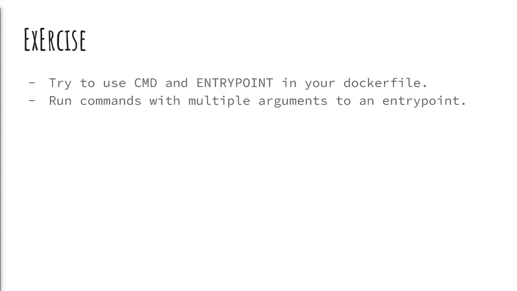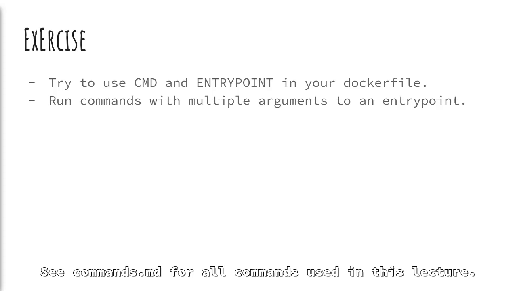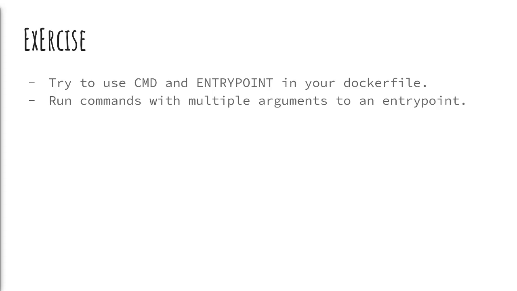The exercise is nothing special. I want you guys to practice the CMD and entry point by writing that in your Dockerfile. I also want you guys to practice how to send in multiple commands to an entry point. If you have Python as an entry point, that means I want you to write a for loop as your command and pass that to your entry point. Try that and see if you run into some problems. If your command is big enough, why not write a shell file for it and use that and see if you run into some errors.